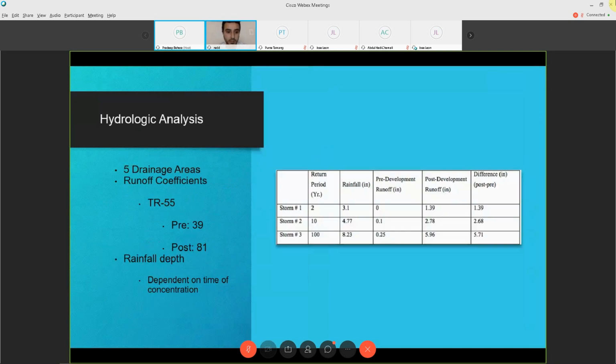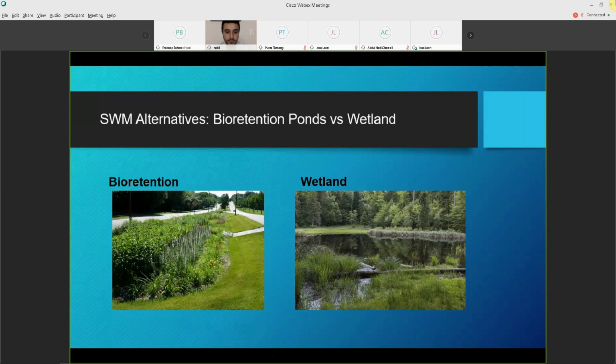Here is our hydraulic analysis. As we can see, we have 5 main drainage areas, runoff coefficients that we determined using TR55, rainfall depth, and the time of concentration as seen. Next slide, please. Here are the 2 main alternatives, the bioretention to our left and a wetland to our right. Next slide.